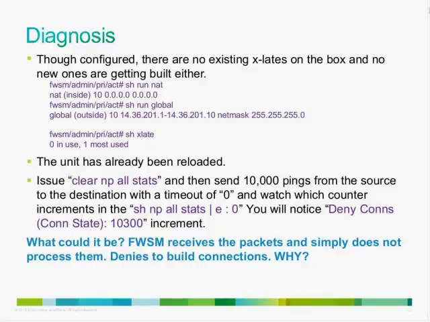So we send a boatload of pings from one direction and watch which counter increments by the same number of count that we sent the pings. All right, so when we do the show NP all stats and pipe exclude for non-zero counters, we see the deny con increment. So the FWSM receives the packet, but simply chooses not to process them. So why would the FWSM's deny con counter increment?